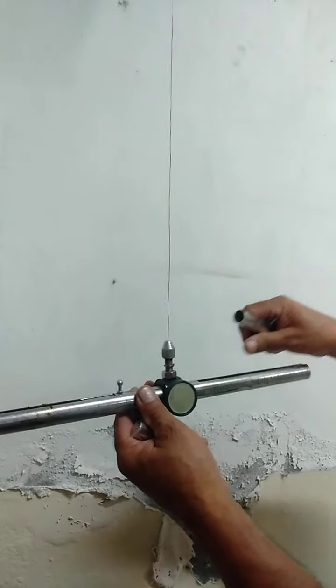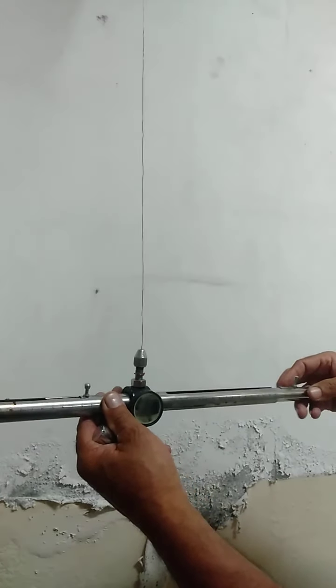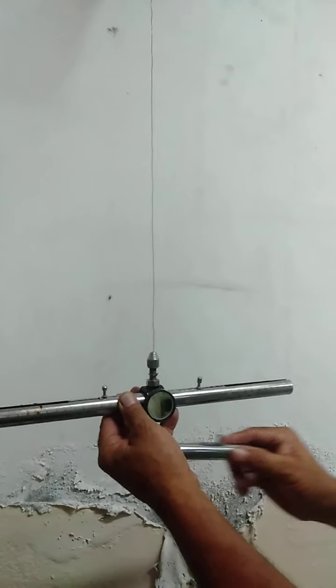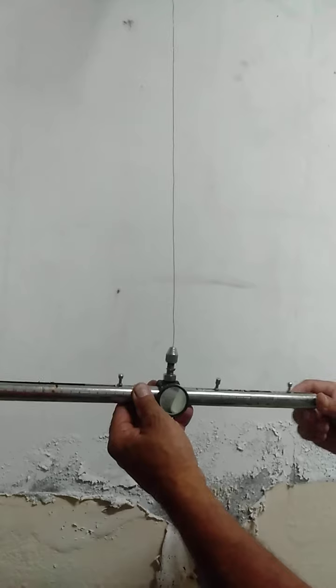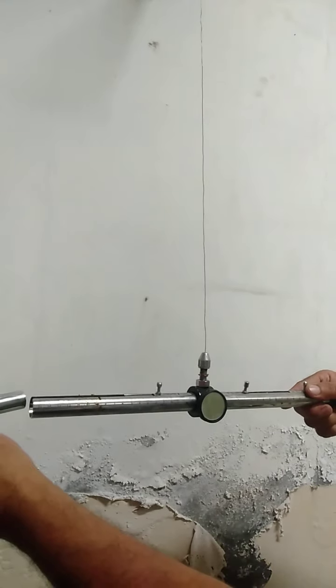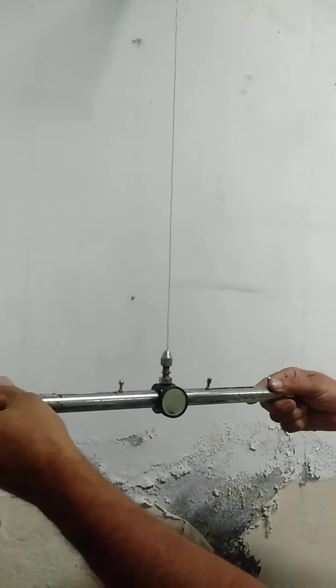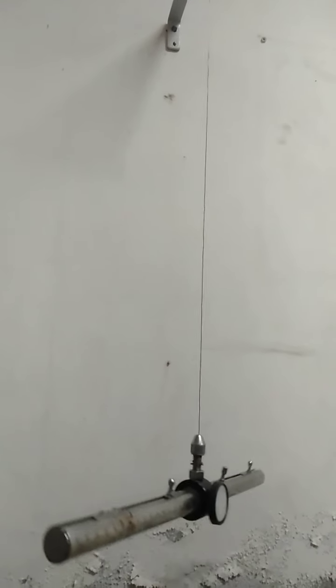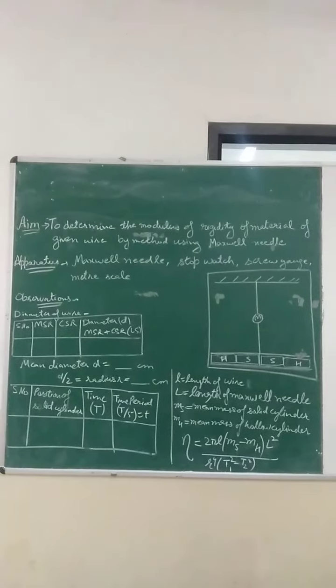I will reverse the placement of the cylinders, with the hollow cylinder inside on the other half also, and the solid cylinder on the outermost side, again the solid cylinder on the other half's outward position. Again I will calculate the time for 5 oscillations for that arrangement. So 5 oscillations I can calculate with the help of the time period. This is how we can operate the Maxwell needle.